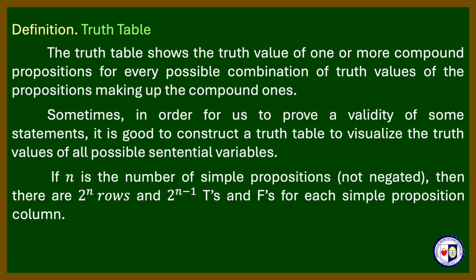Let's say we have a variable small letter n. N represents the number of simple propositions provided that it is not negated. Then, there are 2 raised to n rows and 2 raised to n minus 1 number of T's and number of F's for each simple proposition column.